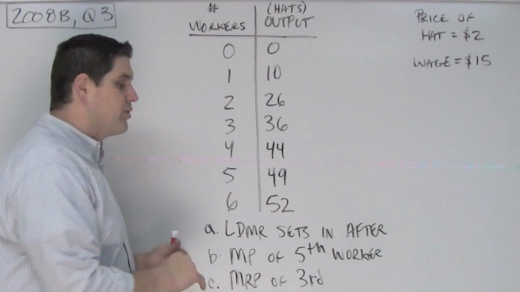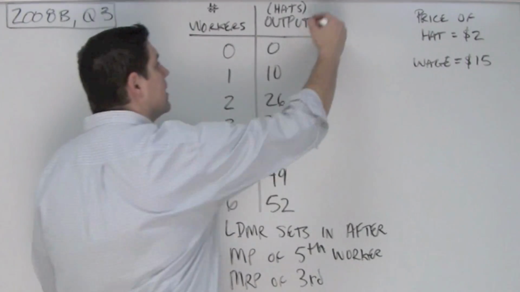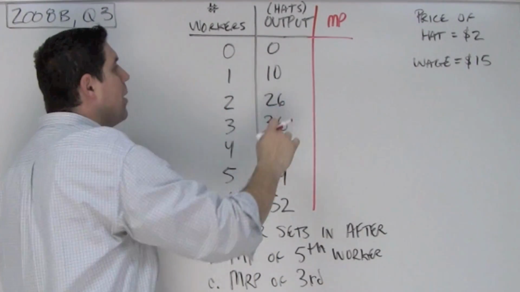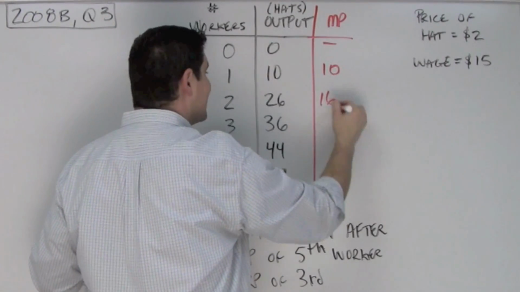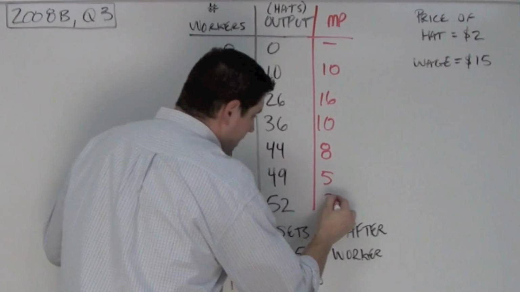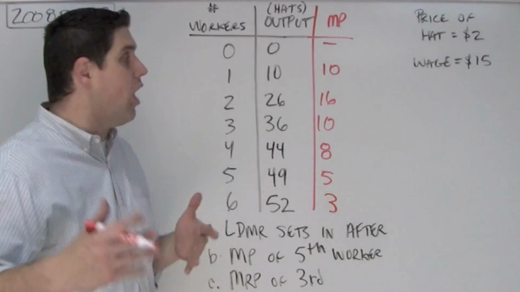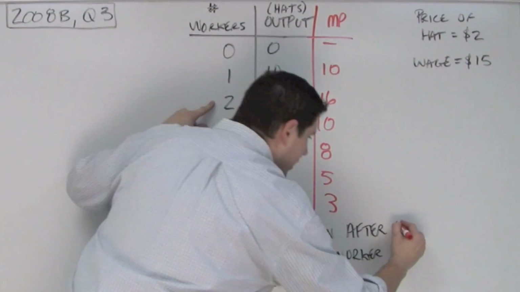The law of diminishing marginal returns first sets in after which worker? Well, to figure that out, we have to calculate the marginal product of each worker. Marginal product is the change in total output from the change in inputs. So in this situation, it's 10, 16, 10, 8, 5, and 3. So question A is asking, after which worker does marginal product start to fall? The law of diminishing marginal returns starts to occur. It's after the second worker.